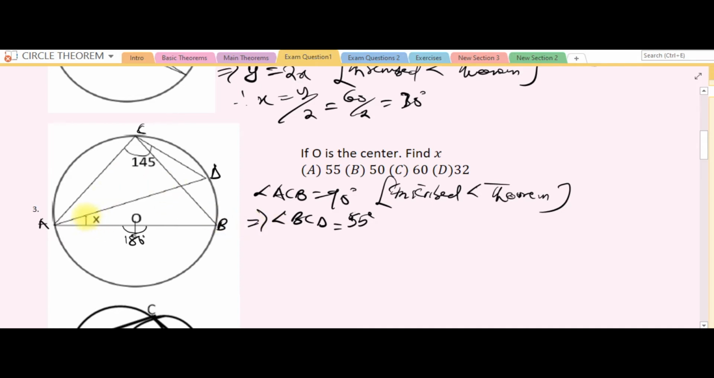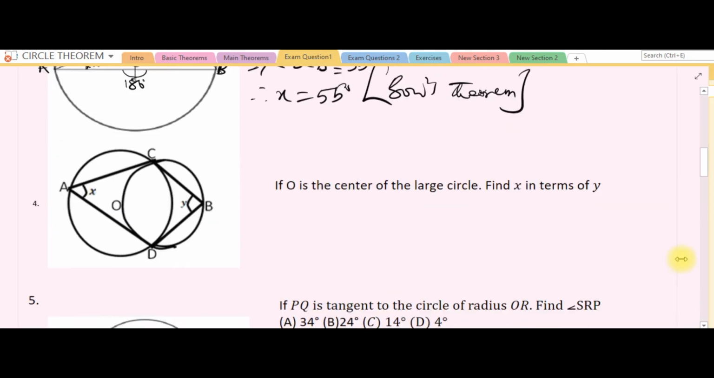And again, if here is X, remember, angles in the same segment, or Bow's theorem. Therefore X is also 55 by Bow's theorem. That is, angles in the same segment are congruent, angles that have the same intercepted arc. Check it, that's angle DAB and also BCA. So here is also X. So the X is 55, and the answer is A.